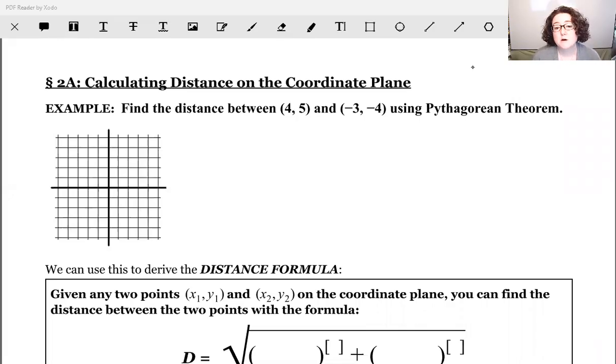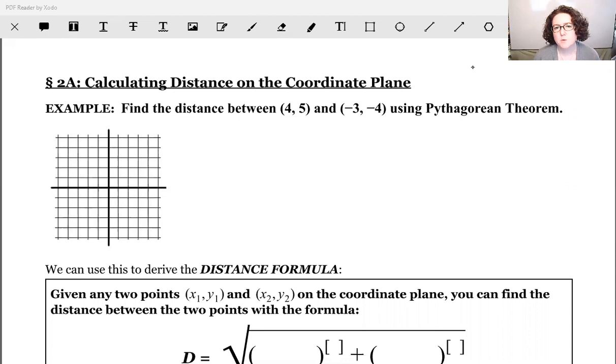So today we start our new unit by looking at calculating distance on a coordinate plane. Given some coordinate points, XY points, how can we find the distance between these two? Before we launch into the formula that you're going to need to learn to do this, let's go back to something that you've seen before.